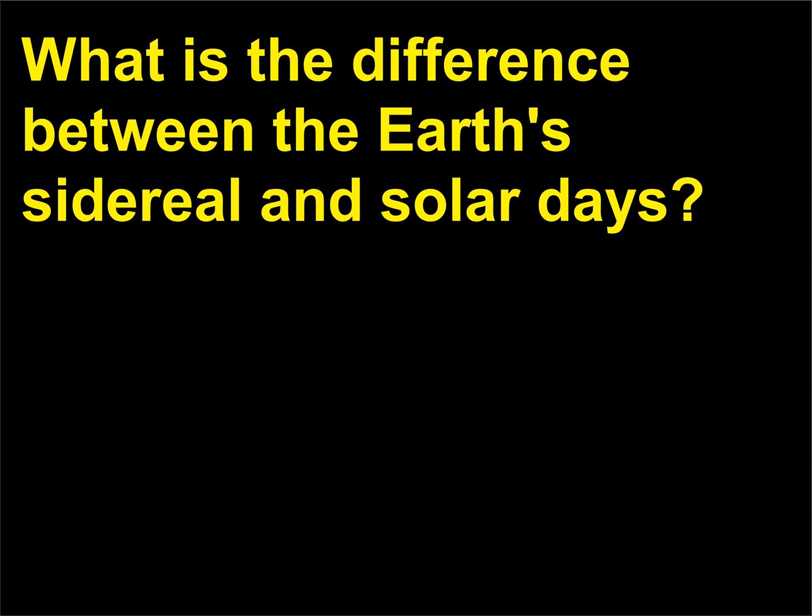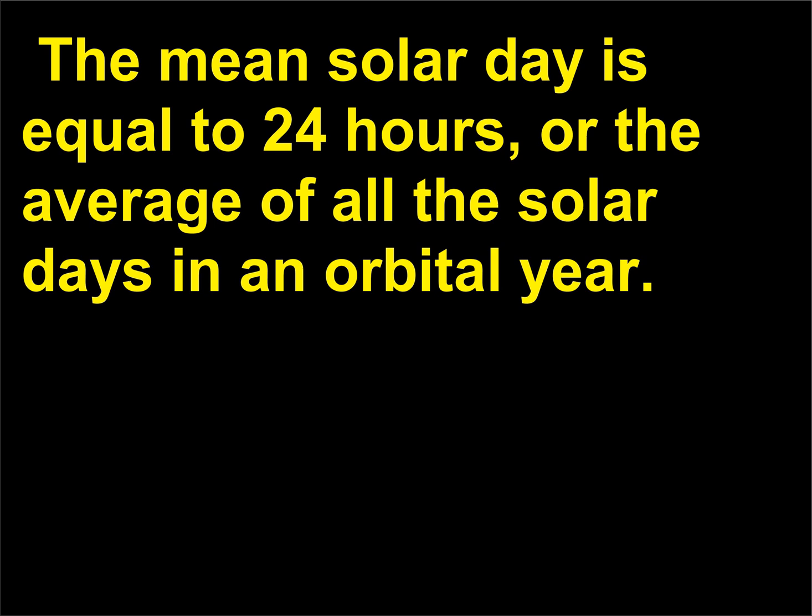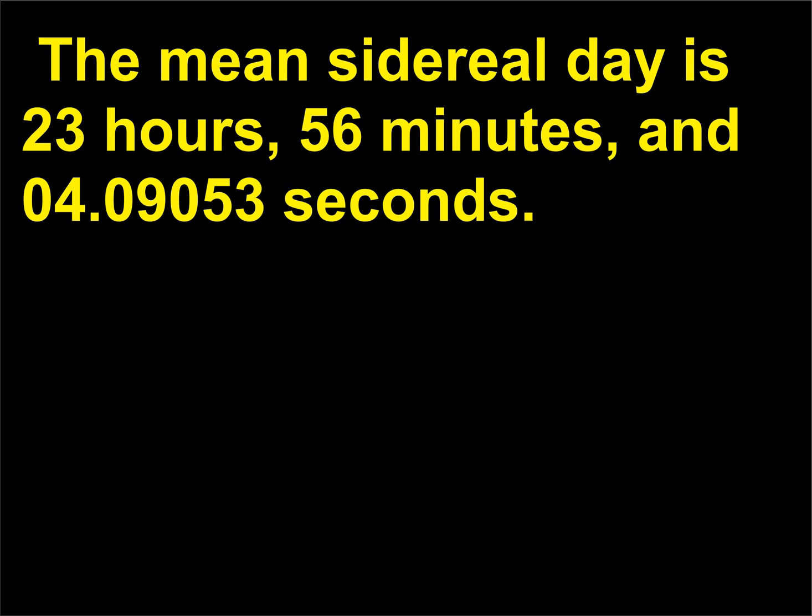The difference between the Earth's sidereal and solar days has to do with angles and the Earth's rotation. The mean solar day is equal to 24 hours, or the average of all the solar days in an orbital year. The mean sidereal day is 23 hours, 56 minutes, and 04.09053 seconds.